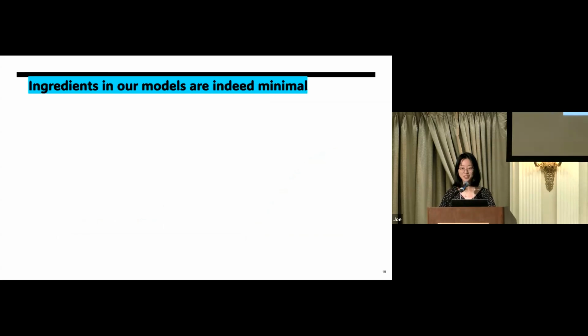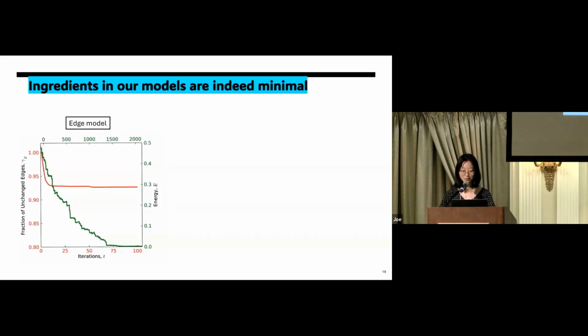Cool. And you may wonder whether we need all four of those ingredients in our models. We show that, yes, those are indeed minimal. For example, if we take away the random pruning, and we just have the tension-inhibited pruning, then the network fails to turn over. When there are still about 93% unchanged edges, the network stops evolving. On the other hand, if we take away the tension-inhibited pruning, and we just have random pruning, then the network loses rigidity very quickly.